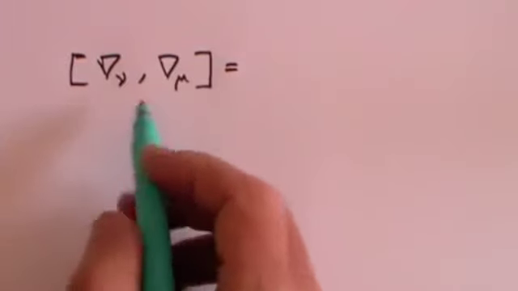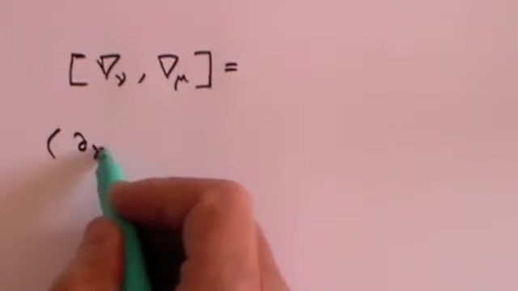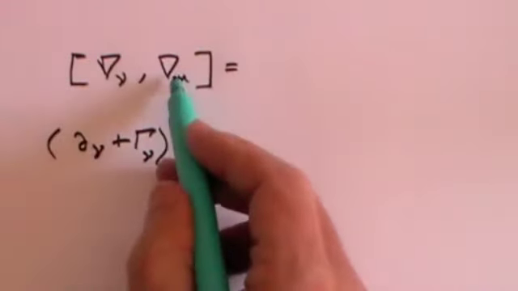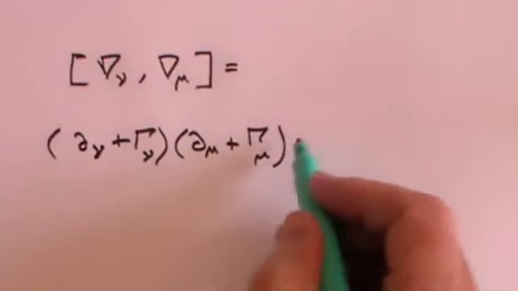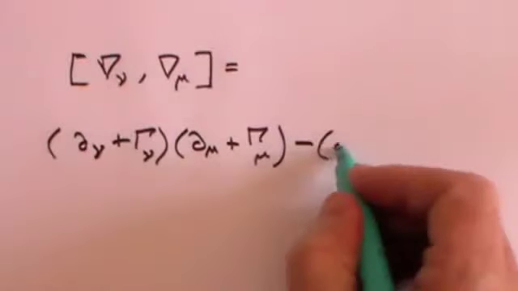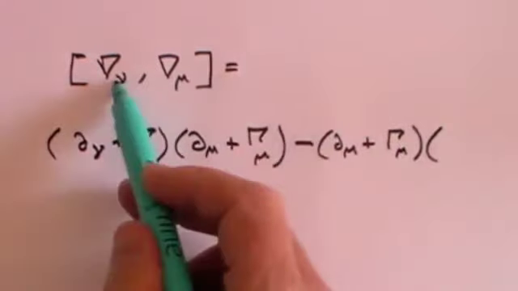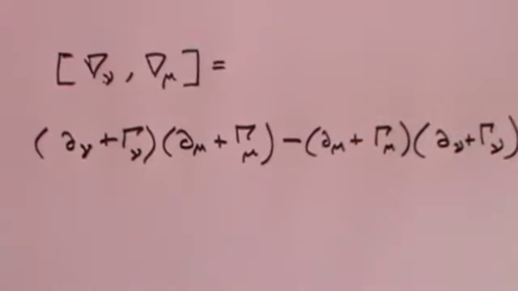So we now get that that is equivalent to, well, this term is d nu plus the Christoffel symbol associated with nu, times this term, which is the d mu plus the Christoffel symbol associated with mu, minus this term times this term. I hope you can see that. And let's just multiply that all out.